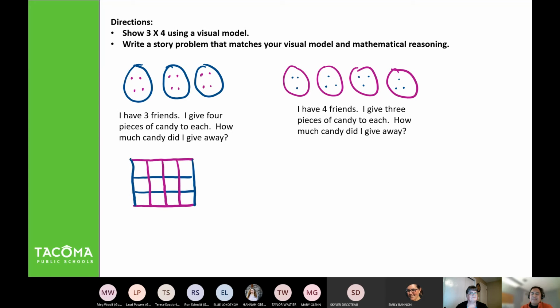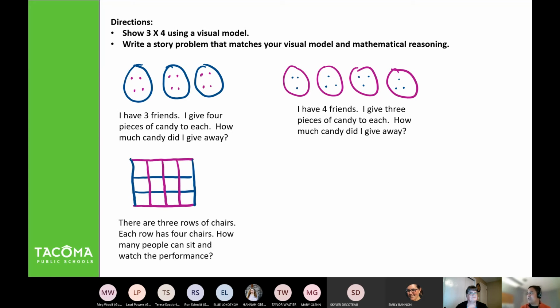A student might think of it in 3rd grade, what we call the array model, and thinking about how this applies. There are 3 rows of chairs, and each row has 4 chairs. So how many people can sit and watch the performance?